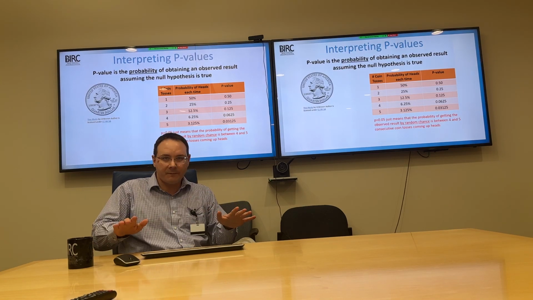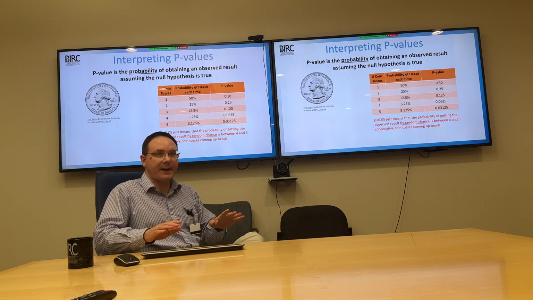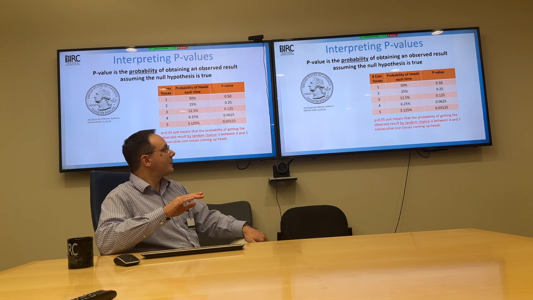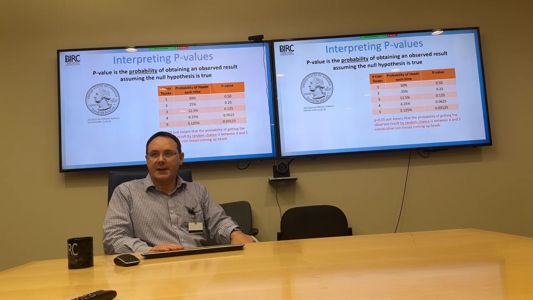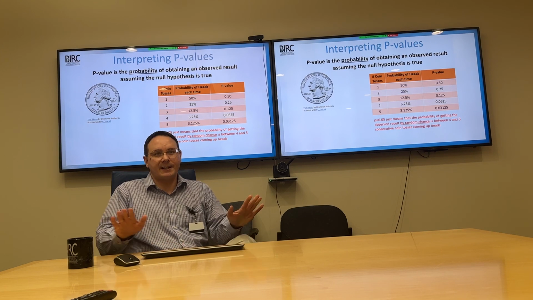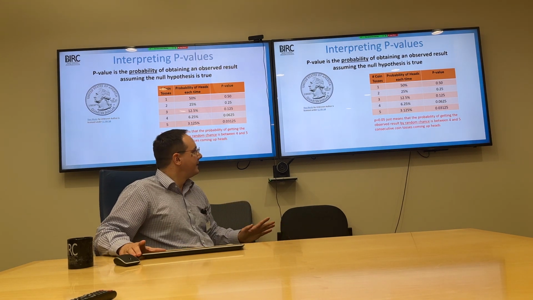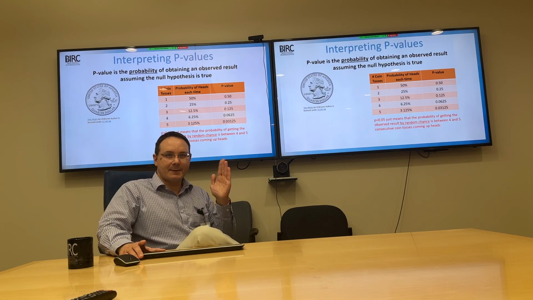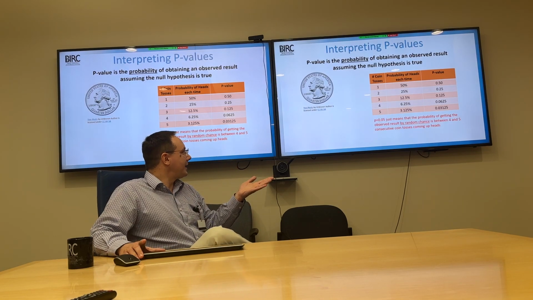So a p-value of 0.05 just means that the probability of getting this result without any sort of external interference, without having a balanced coin, without a magnet under the table, is somewhere between 4 and 5 consecutive coin tosses coming up heads. That's it. There's nothing magical about 0.05. Someone somewhere long ago said that's the magic number, and it's like, 5 coin tosses.